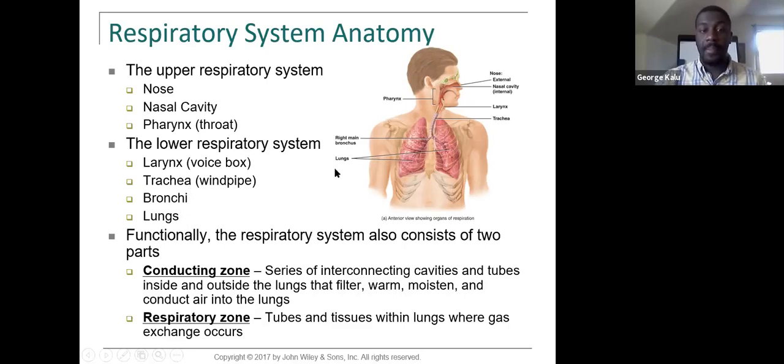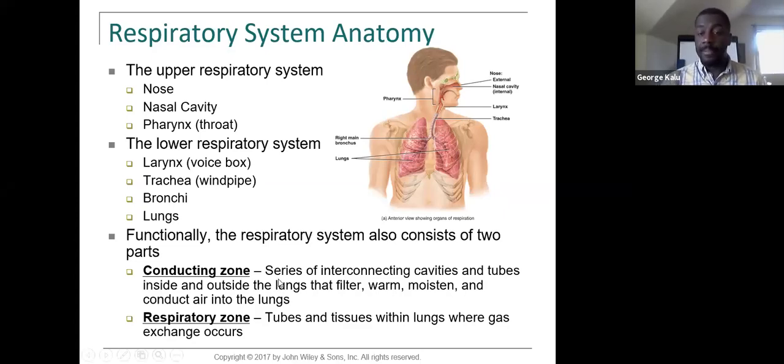Okay. So those will all make up the lower respiratory system, down here. Now, if we're looking at it more functionally, we can look at it in terms of what those particular parts are going to be doing. The first zone is going to be called the conducting zone.